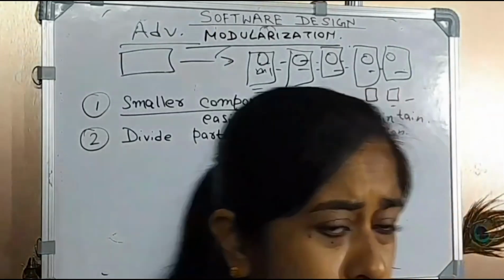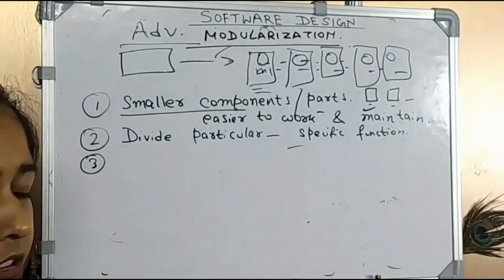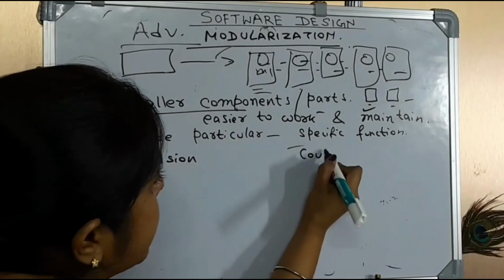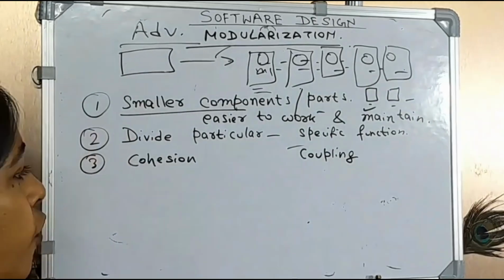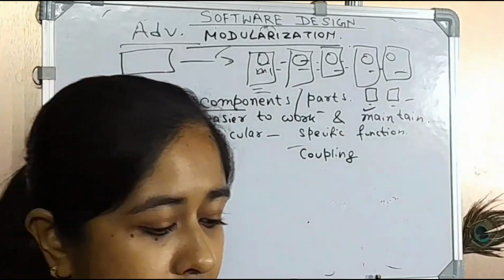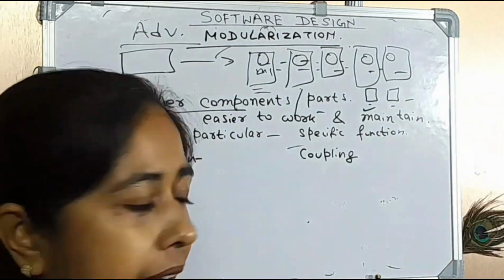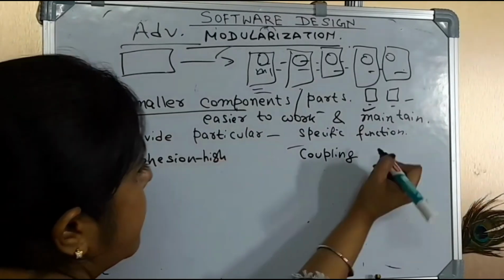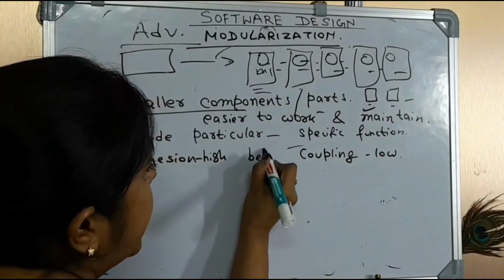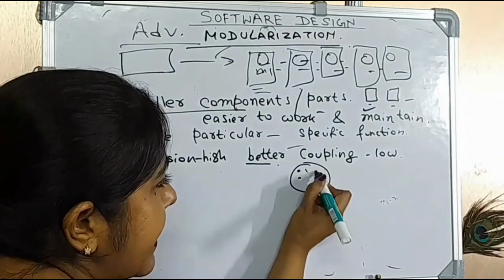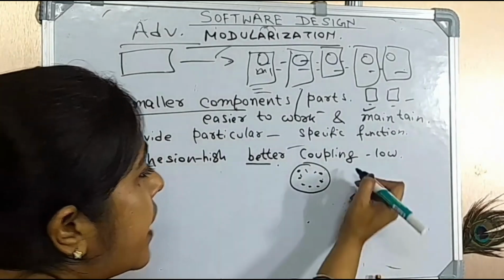Then the third thing, components with higher cohesion. I have already told you about cohesion and coupling. Software is better when we have high cohesion and low coupling. Why high cohesion? Because when you have the modules and the components there, they are highly connected with each other. So you can reuse that one.